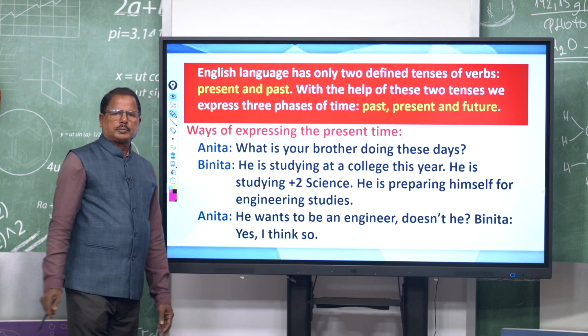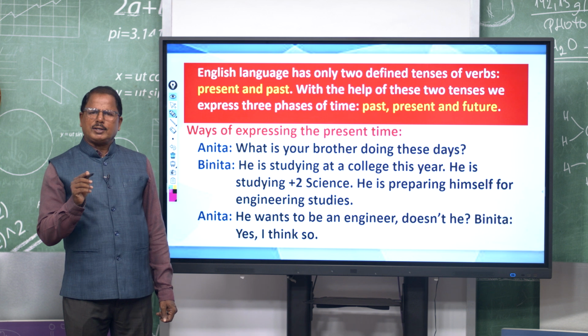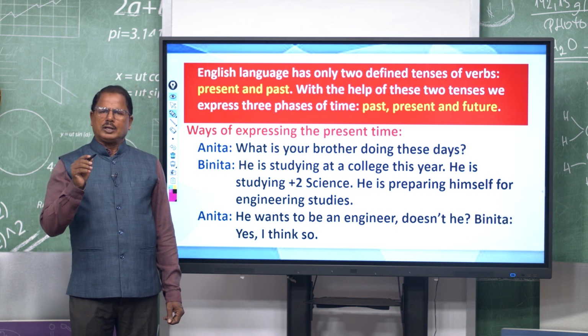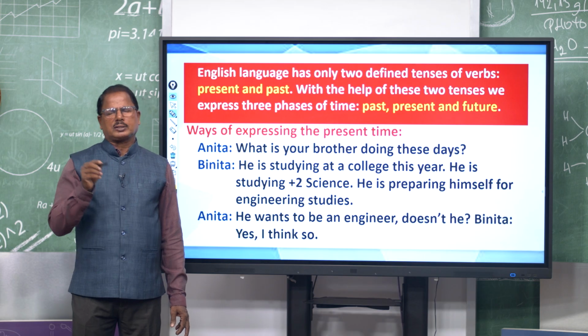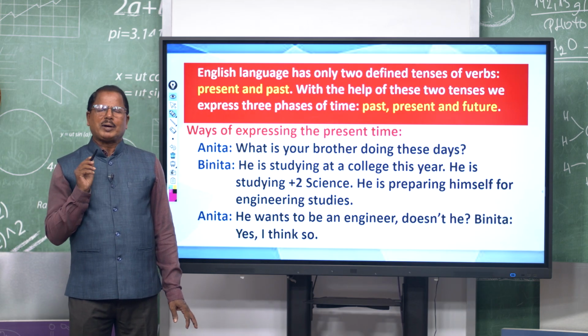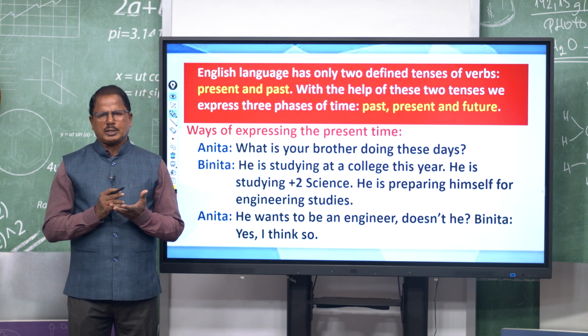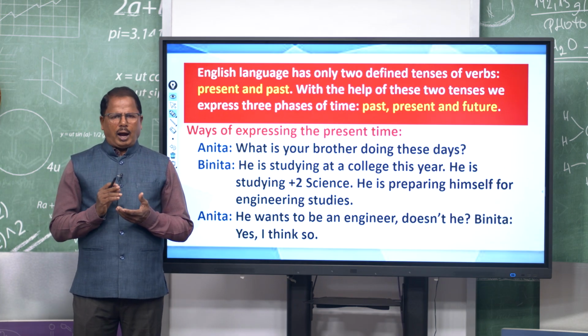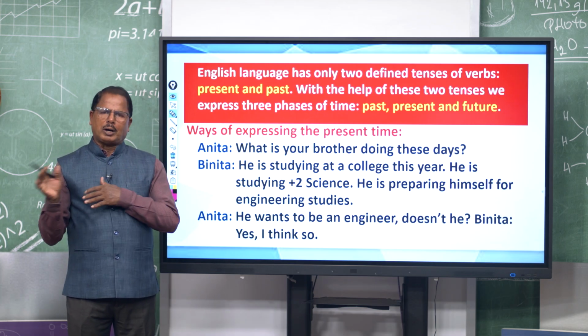So, that is why you know that the first verb in the sentence actually carries the tense and says in which tense the sentence is. If it is in present tense, then the sentence is in present tense. If it is in past tense, the sentence is in past tense. That is why we have two tenses, one is present tense, another is past tense. And using these two forms, we talk about three times.